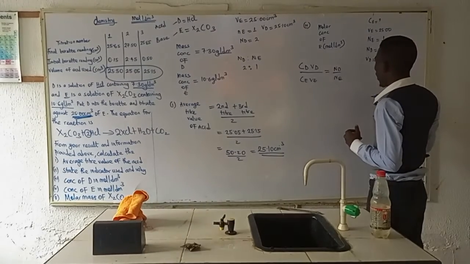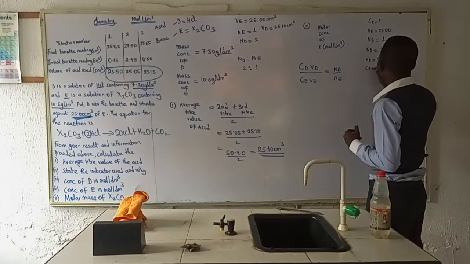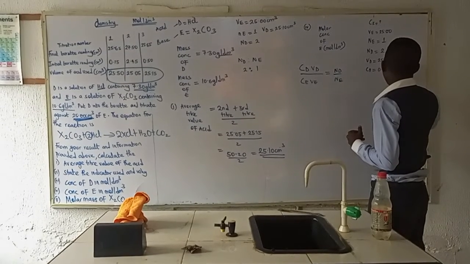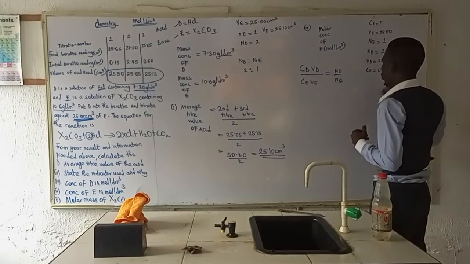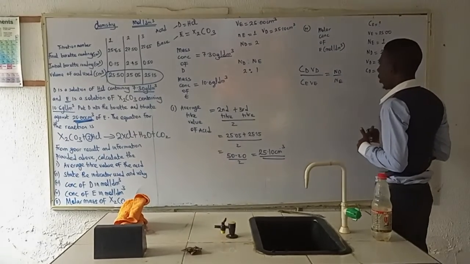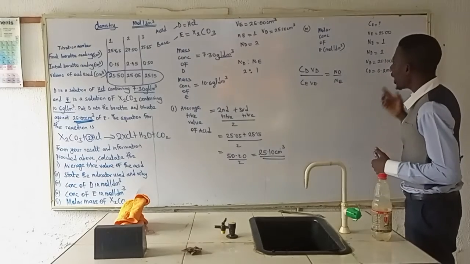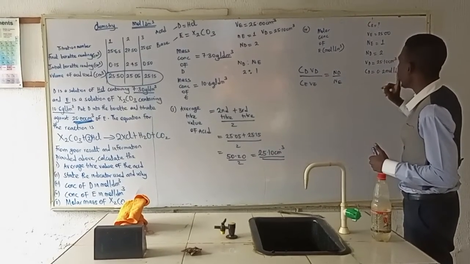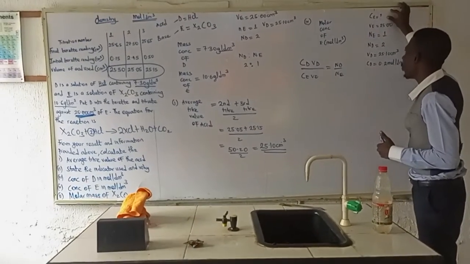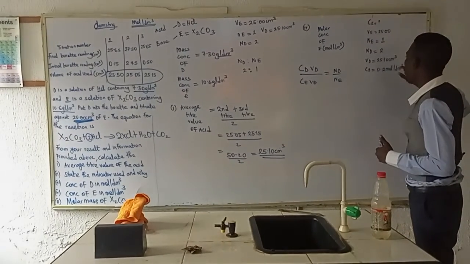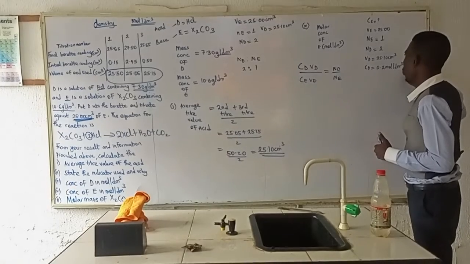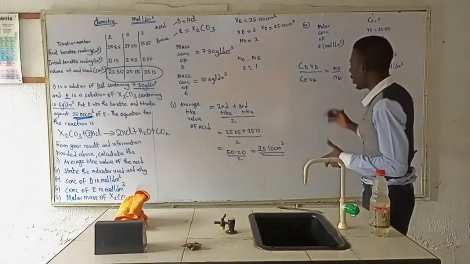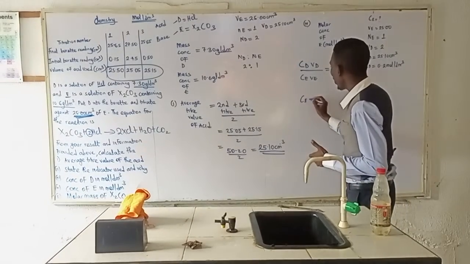Now the next one, concentration of D. From question number 3, our concentration of D happens to be 0.2 mole per dm³. Now, you are expected to make use of this formula when one of the concentrations is known. We are looking for concentration of E. We know the concentration of the acid, which is 0.2 mole per dm³. The next thing is to make the concentration of E the subject of the formula.